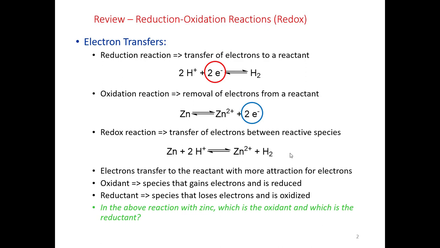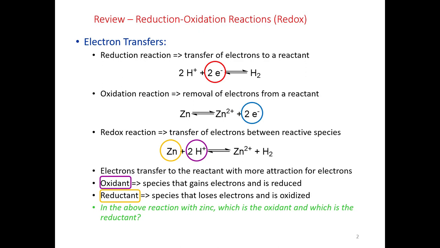In the above reaction with zinc, which is the oxidant and which is the reductant? If you answered that the protons were the oxidant and the zinc is the reductant, then you would be correct. Now, this may be the opposite way of looking at redox reactions that you were taught in the past, where you looked at what species was reduced or what species was oxidized.